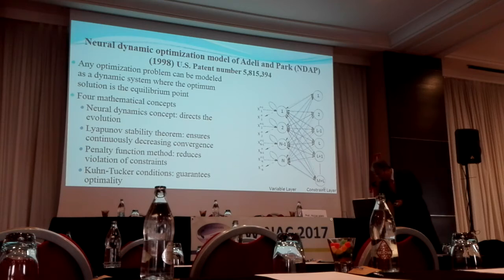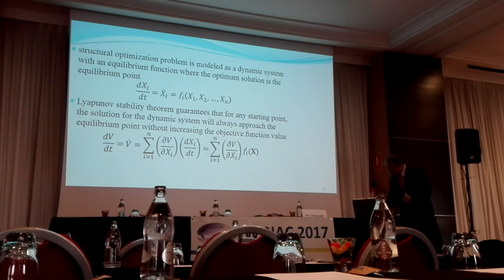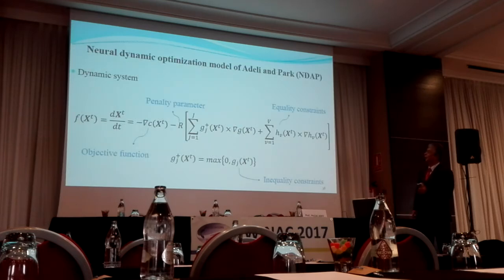Let's go here. So the optimization problem is formulated, modeled as a dynamic system with an equilibrium function where the optimum solution is the equilibrium point. And then Lyapunov stability theorem guarantees that for any starting point, the solution for the dynamic system would always approach the equilibrium point without increasing the objective function. And here is some more equation here.